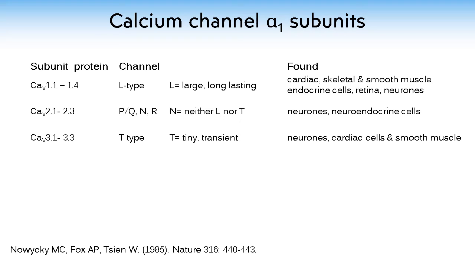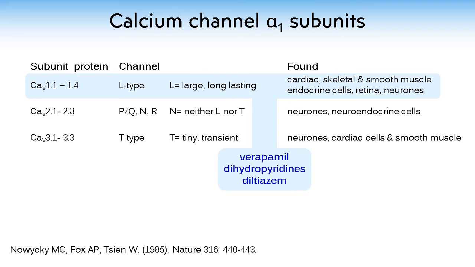When considering the cardiovascular calcium channel blockers, verapamil, dihydropyridines and diltiazem, only one of these alpha-1 subunits is relevant, the Cav 1.2 subunit, which is found in cardiac and smooth muscle. All three drug classes bind to this subunit, but they bind in different ways.